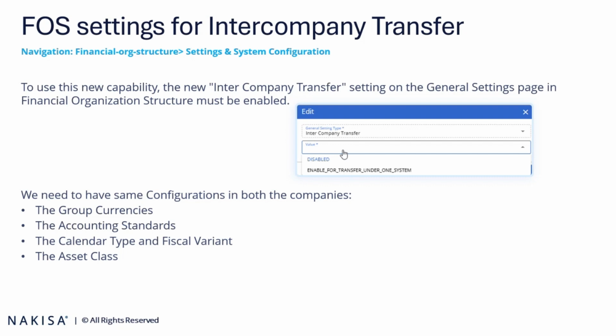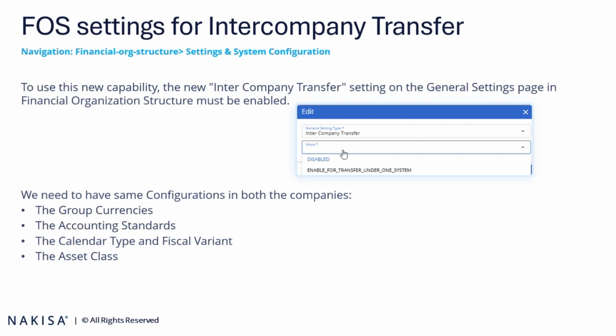Next, keep in mind that intercompany transfer is at this stage in beta, it's not a final product. Right now, we are doing intercompany transfer where the configurations of both the companies, the existing company and the target company, or the old and new company, are the same: the currencies are the same, and the group currencies are identical. It also requires the accounting standards to be identical. Same thing for the calendar type and fiscal variant, as well as the asset class.